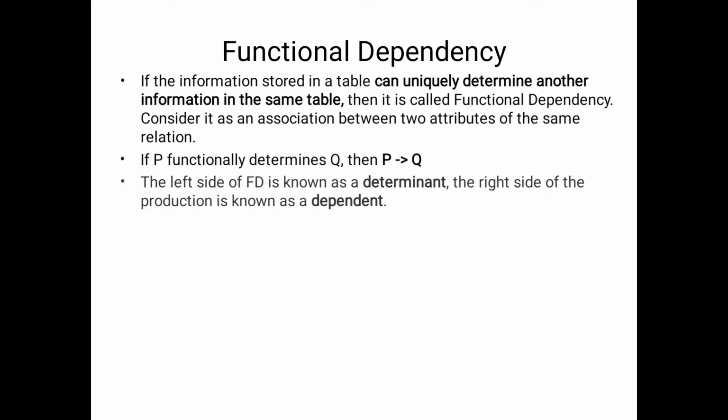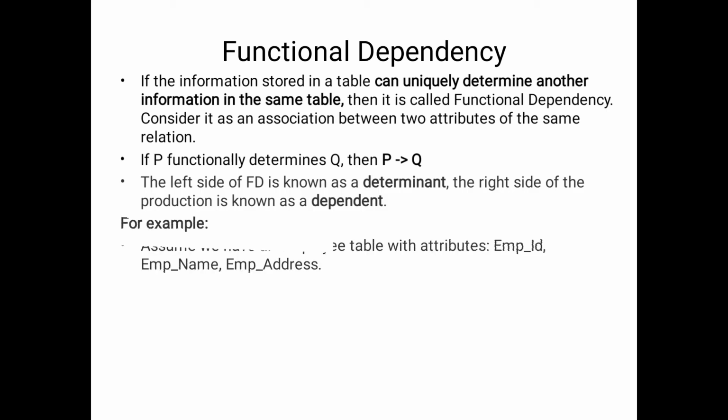Here the left side of the functional dependency is P. So P is called the determinant and Q is called the dependent. Simply we say that P implies Q means Q is depending on P. Here P is the determinant and Q is the dependent.